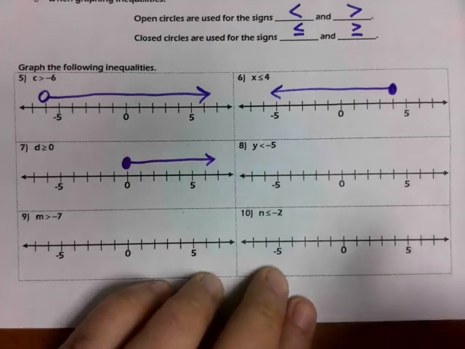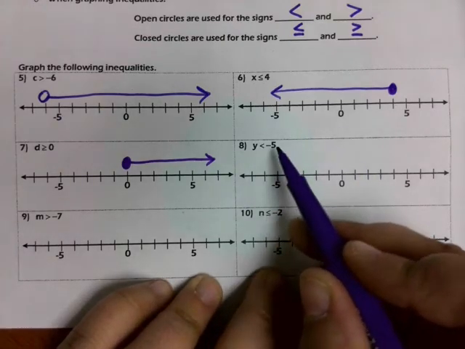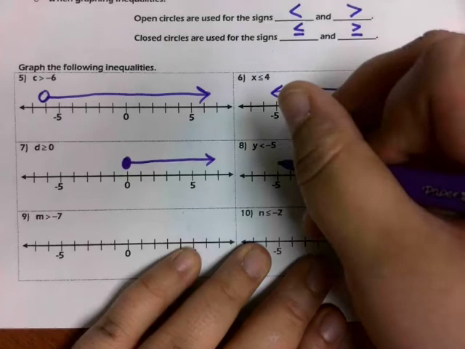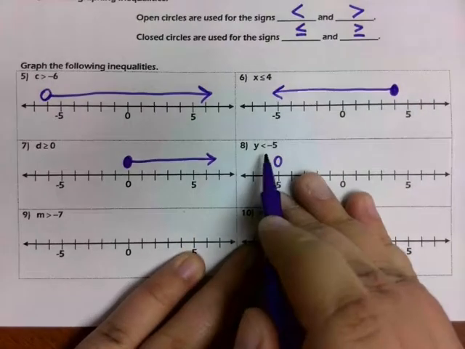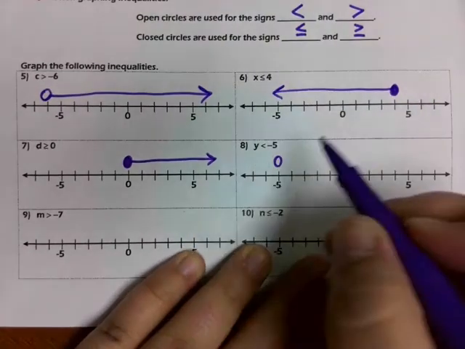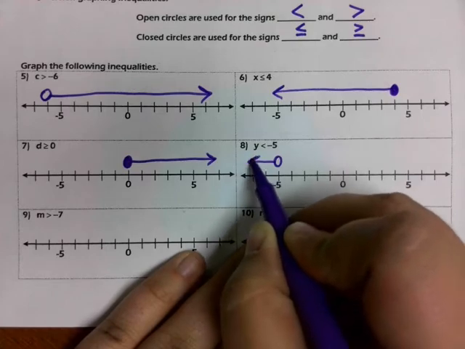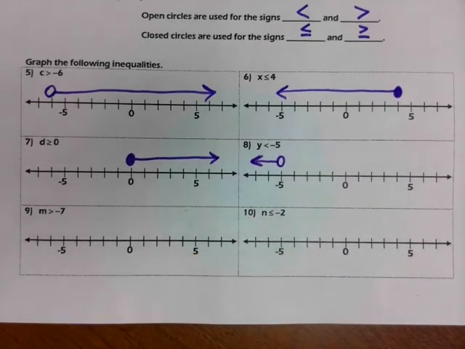And we'll do one more. We've got y is less than negative 5. We've got negative 5 here. It's an open circle because it's not equal to. And then less than points backwards. And that's it. Graphing inequalities are really easy.